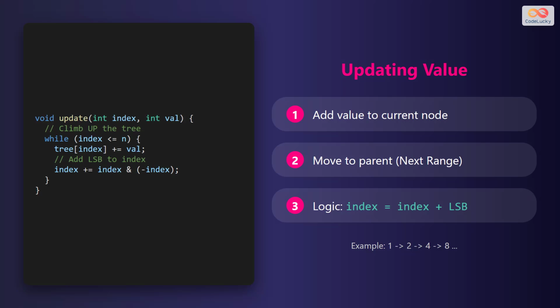To update a value, we don't just change one cell. We add the value to the current index, and then move up the tree to update all ranges that include this index. We do this by repeatedly adding the least significant bit to our current index.